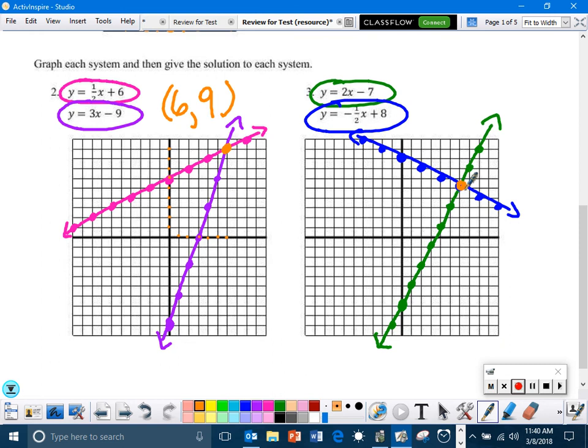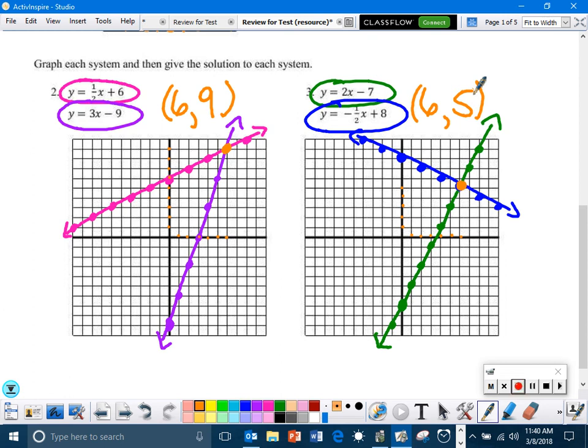Okay, they cross each other right here, so we're going to write that as an ordered pair. X is 2, 3, 4, 5, 6. And Y is 1, 2, 3, 4, 5. So they cross each other at 6, 5. That is the solution to that system.